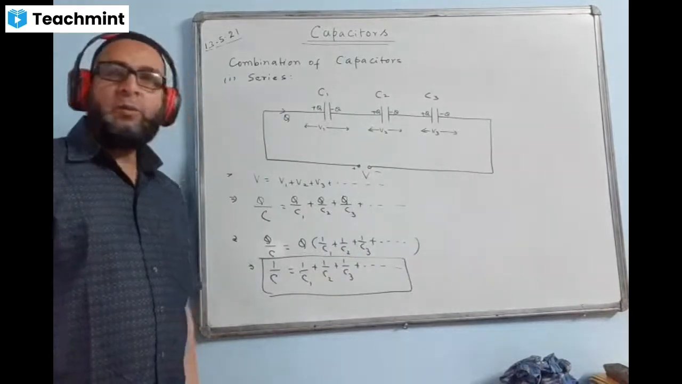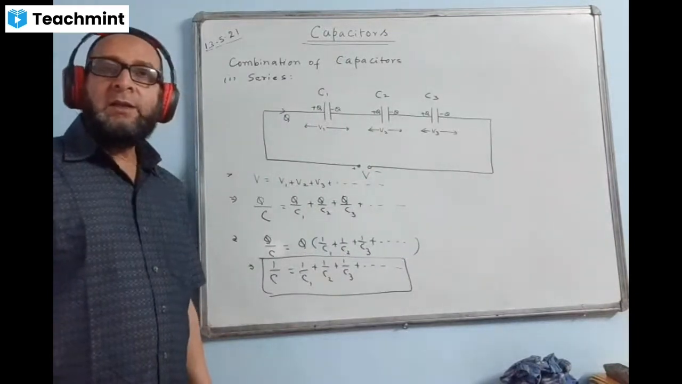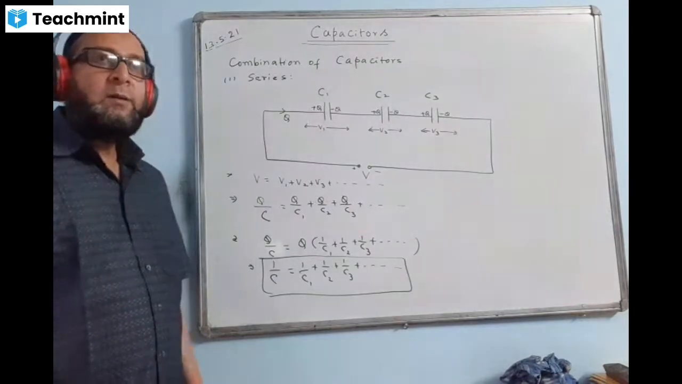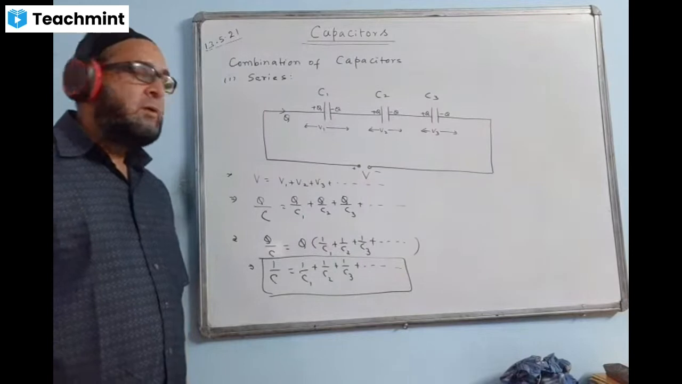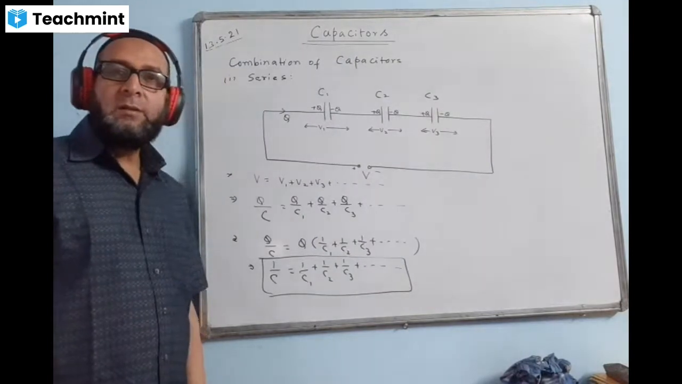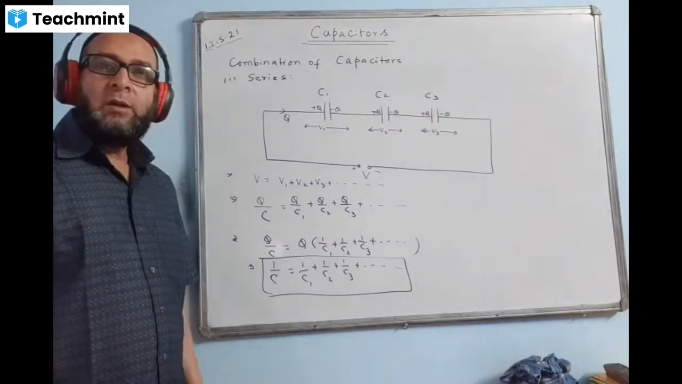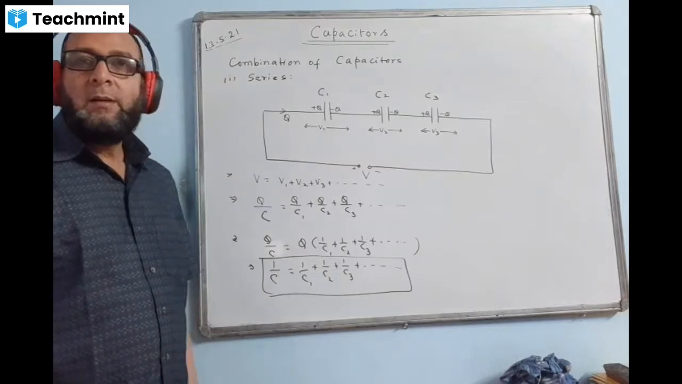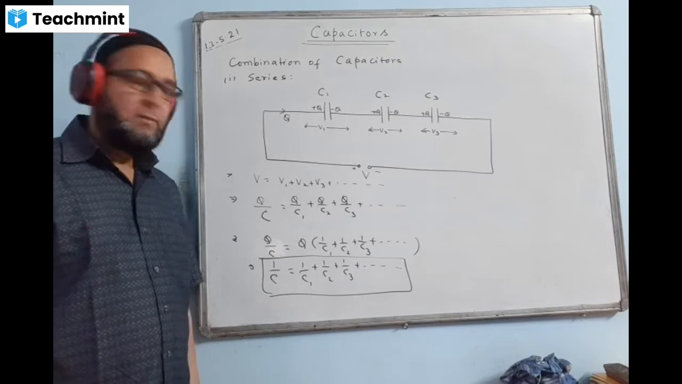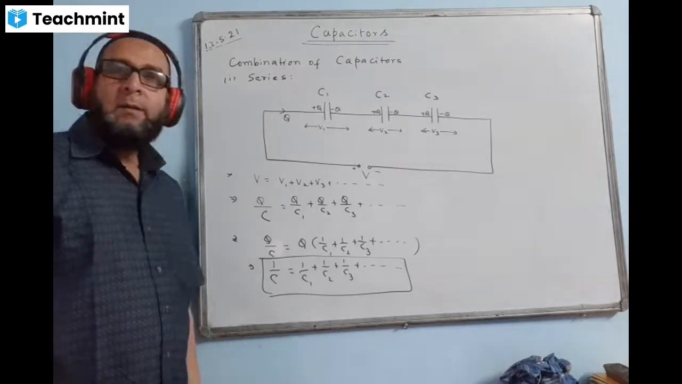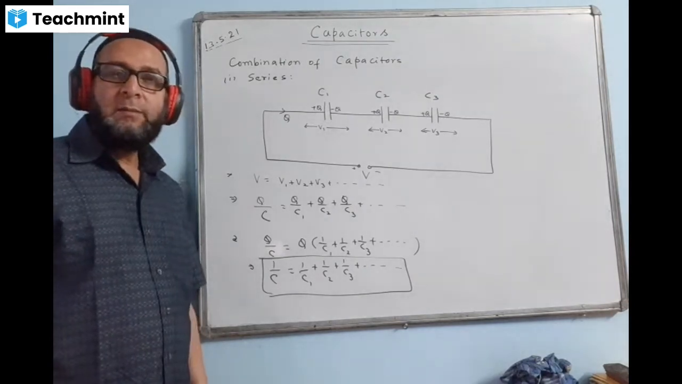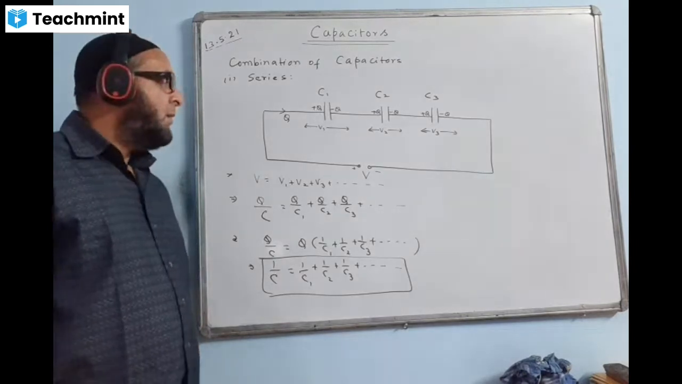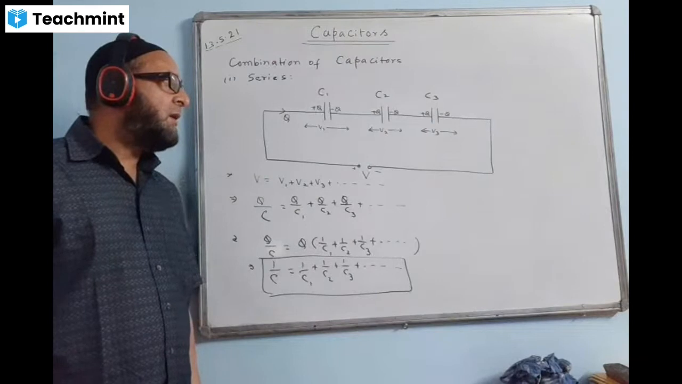Full stop. Then write, in series, the total capacitance is less than the least of the individual.